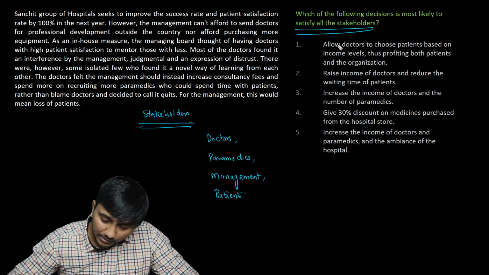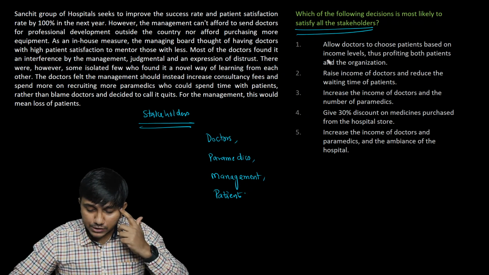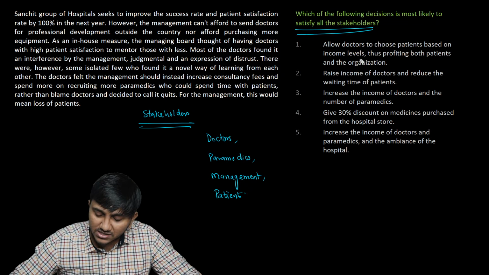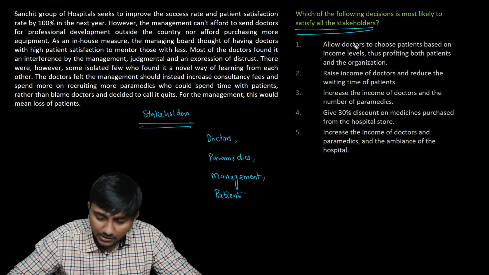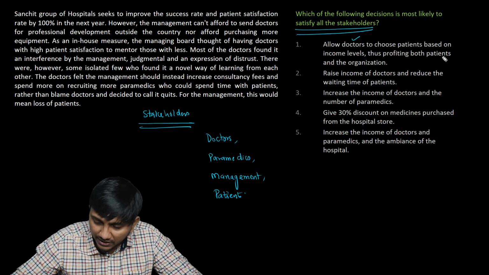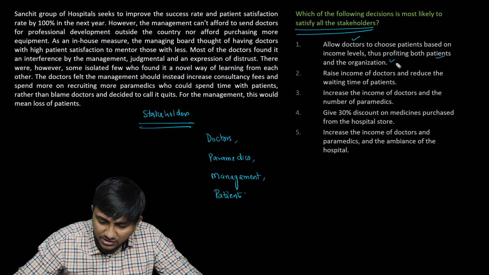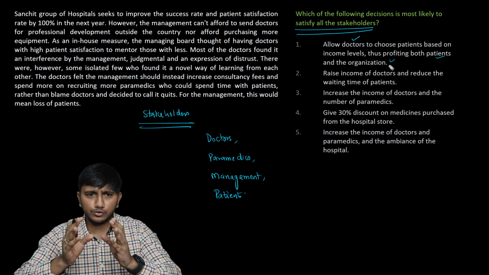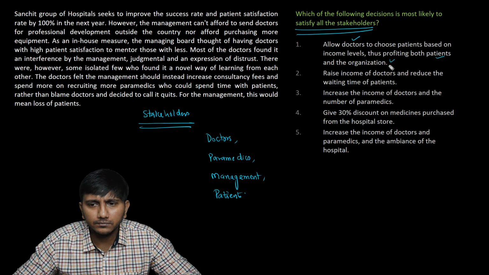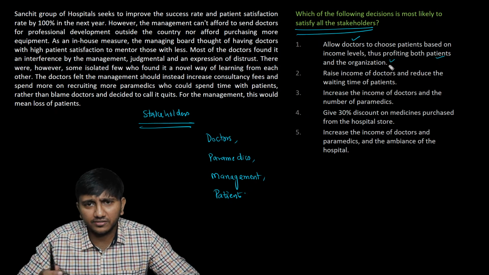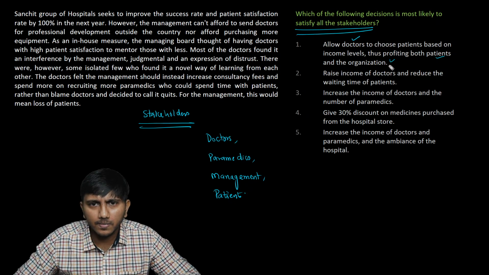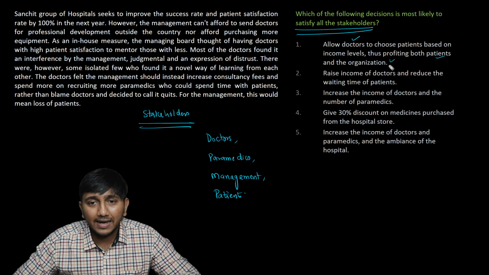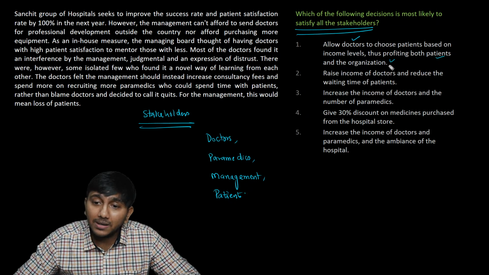Let's see. Allow doctors to choose patients based on income levels, thus profiting both patients and the organization. Now, first thing is this, it might benefit the doctor, and the way the option is putting it, it might benefit the patients and the organization. But there is a problem here. What is the problem that you see in option 1? Other than the fact that it might satisfy some of the stakeholders, there is a problem in statement 1. Can anybody think about that problem? Allow doctors to choose patients based on income levels.